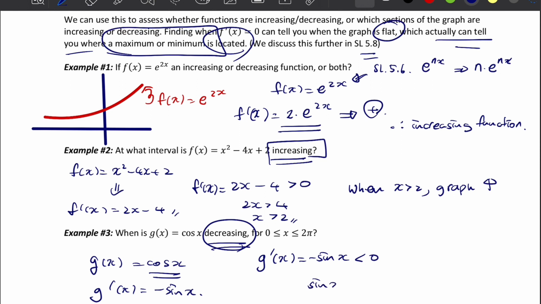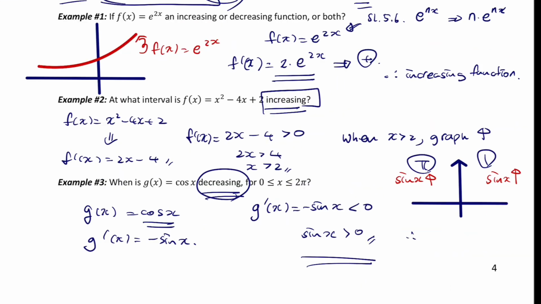Then we can solve for sine x, and sine x is greater than 0. So when the sine x value is greater than 0, the graph is decreasing. According to the unit circle, we know that in the first and second quadrants, the sine x values are positive. Then we can say that g of x is decreasing only when the x value is greater than 0 and less than or equal to pi.